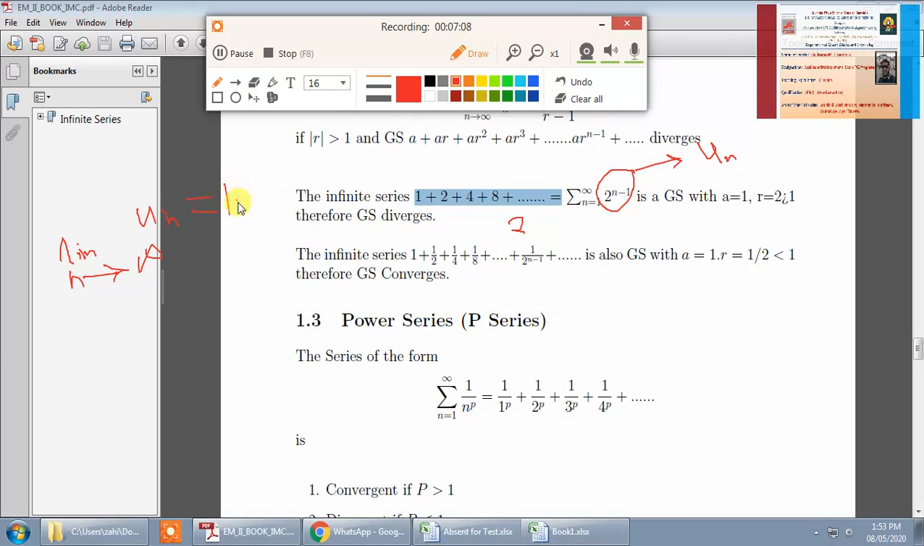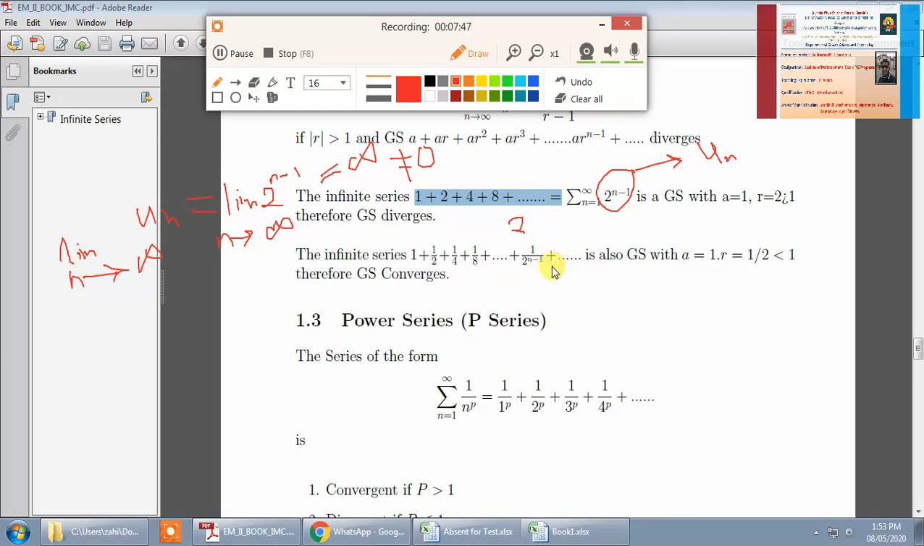It will become the limit as n tends to infinity of 2 raised to n minus 1. Note that if you put n equal to infinity, infinity minus anything is infinity, 2 raised to infinity will become infinity, and it is not equal to 0. So I have shown you that this series 1 plus 2 plus 4 plus 8 diverges, because the nth term limit as n tends to infinity is not equal to 0, it is infinity, it is other than 0, that's why it is divergent.